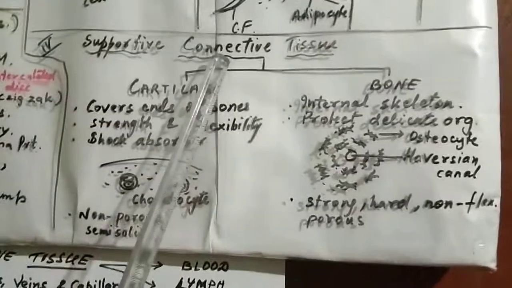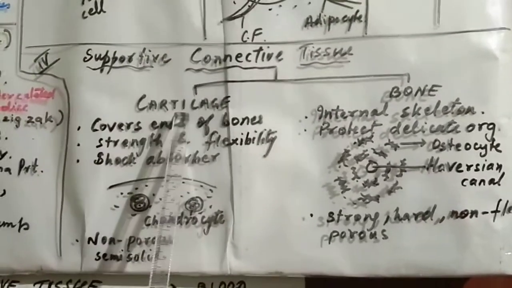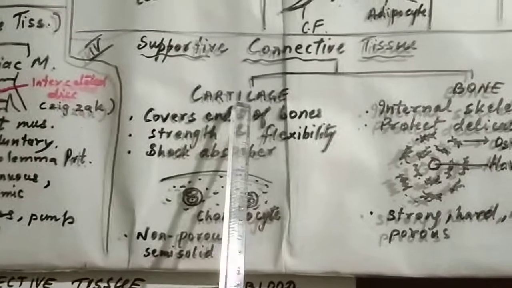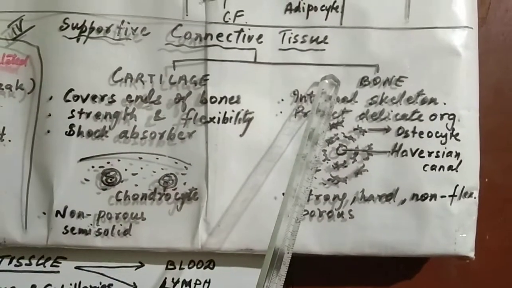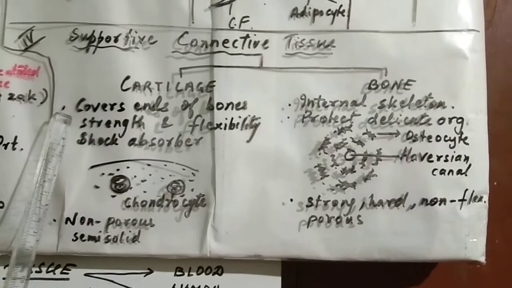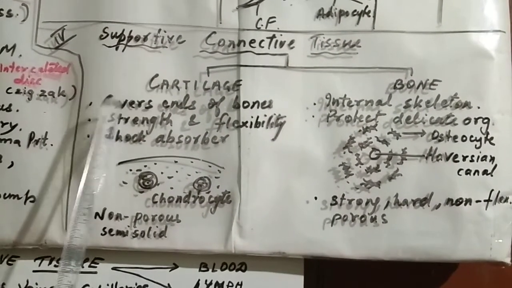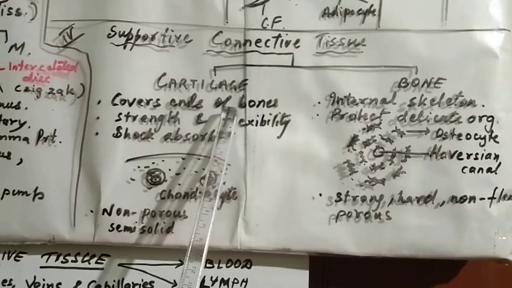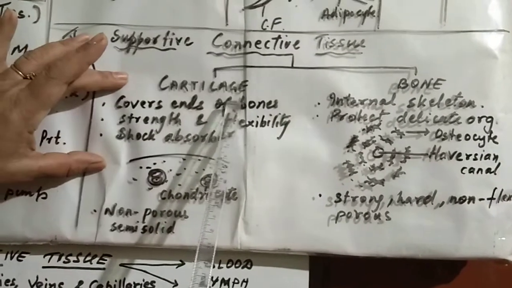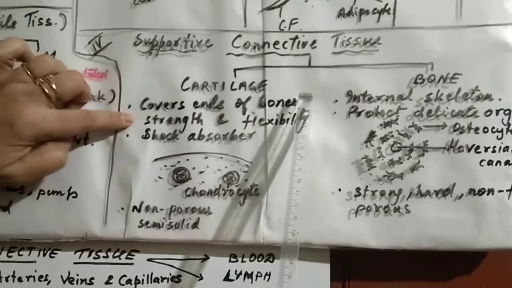Next is supportive connective tissue. In our body, there are two supportive connective tissues. The first is cartilage and the second is bone. Let us see what cartilage is. Cartilage generally covers the ends of the bones. So wherever two bones are joined, there you will find cartilage.